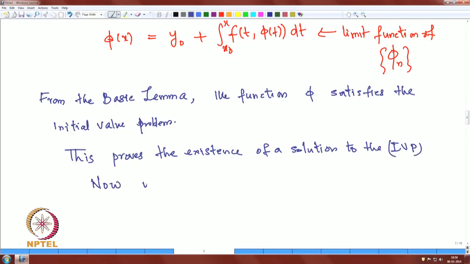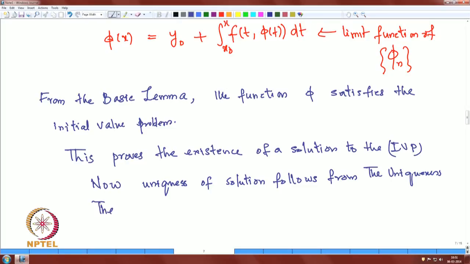Now, uniqueness. For uniqueness what we require is the Lipschitz continuity, which is already assumed in the theorem. So, now the uniqueness of solution follows from the uniqueness theorem proved earlier. So, this completes the proof of Picard's existence and uniqueness theorem.